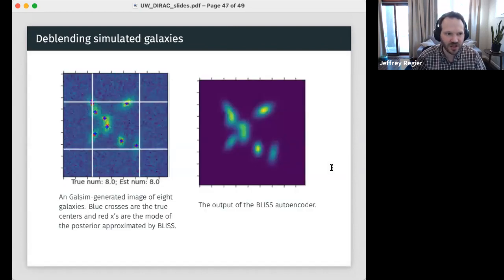We're getting pretty good results on data simulated from GalSim so far. We have 8 galaxies simulated here, and I think the red X is the prediction and the blue cross is the truth. We've simulated 8 galaxies, and Bliss has successfully recovered that there are 8 galaxies in this subregion of the image. Bliss is also, at the end of the day, an autoencoder, so it has an output that reconstructs the image, and the reconstruction matches quite closely. I think all the pixels are fewer than 3 standard deviations away, so it's fitting quite closely. This is all with simulated data. Results with SDSS and DC2 data are forthcoming.